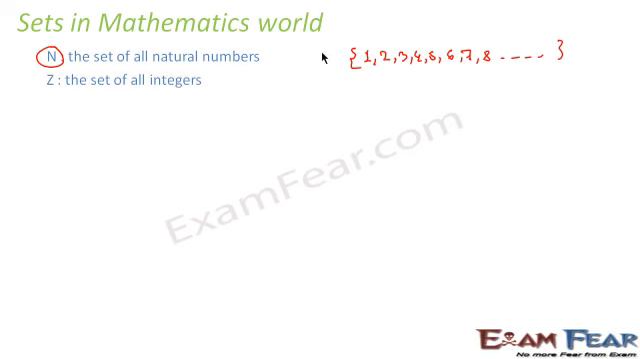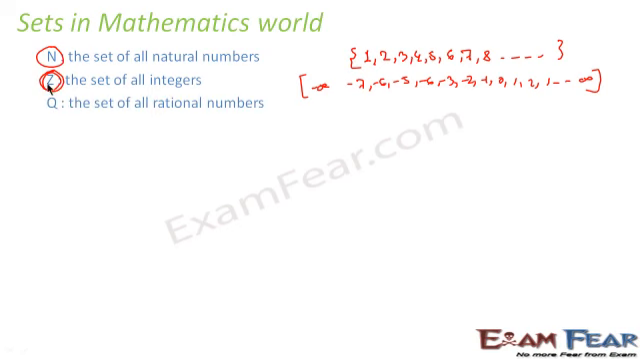Similarly, when you say integers, that is represented by Z. Z is all integers. Integer can be -7, -6, -5, -4, -3, -2, -1, 0, 1, 2, 3. It goes to infinity, and here also it goes to -infinity. So this whole thing is nothing but set of all integers. We'll be using this notation Z in our future examples. So please make a note of N, Z.